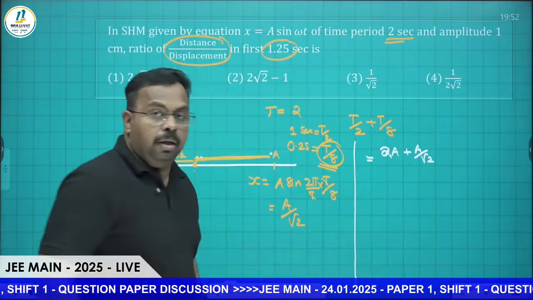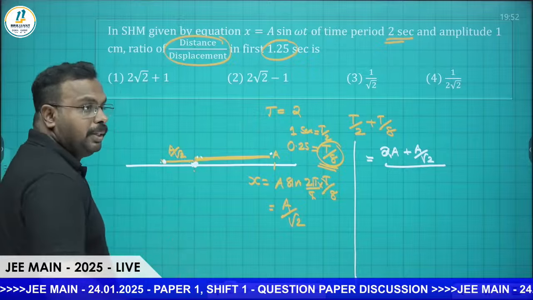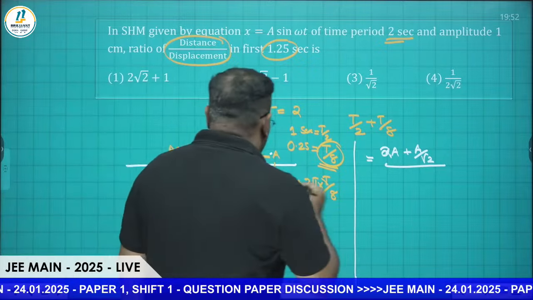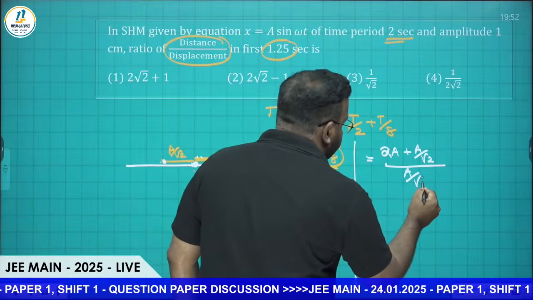Divided by displacement. Displacement is, this is the starting point, this is the ending point. Displacement is only this much, right? Shortest distance between initial and final. That is only A by root 2.